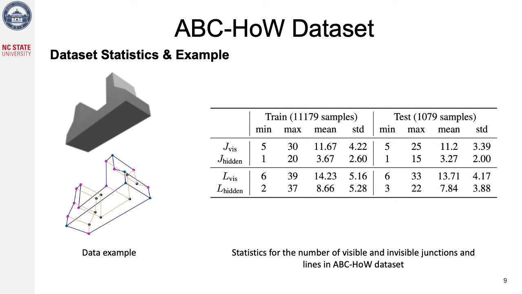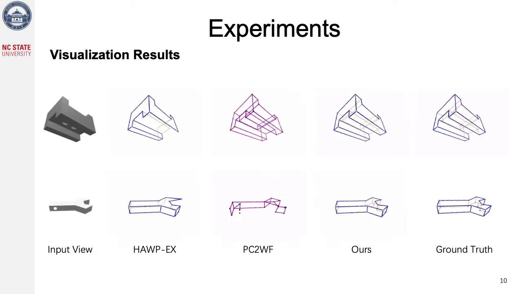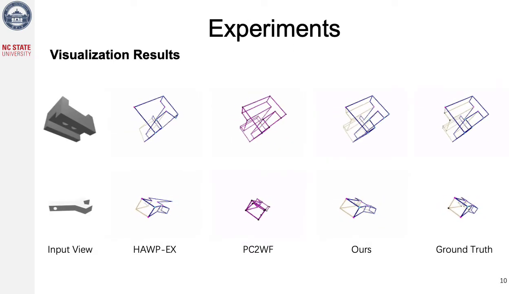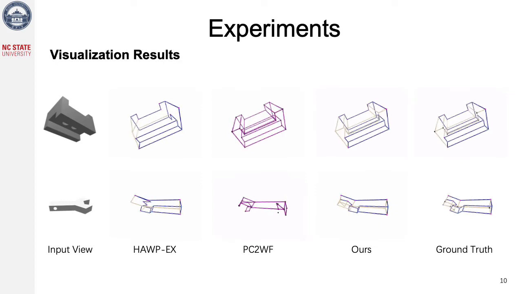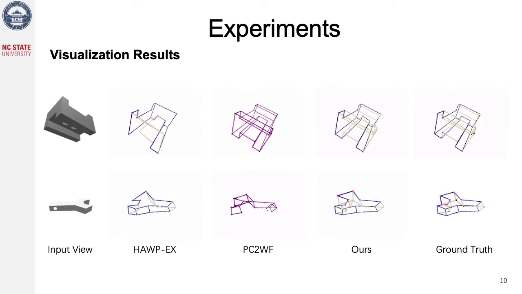We split them into 11,179 images from 900 objects and 1079 images from 91 objects for training and testing, respectively, and the statistic for the number of visible and invisible junctions and lines in ABC-HoW dataset is shown in the right table. Experimentally, we show the visualization results of our DSG model and baseline methods compared with ground truth.